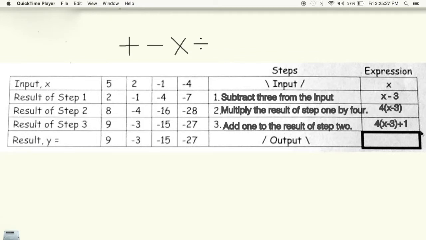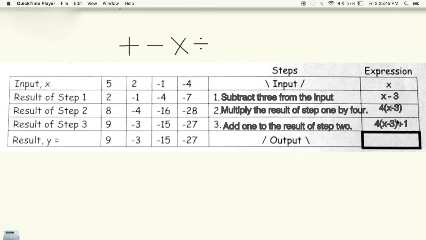And then algebraically, here in the lower right hand corner, we write the algebraic expression. We take step 2, which is 4 times x minus 3, and we write that expression, and then we add 1 to that expression, which gives us the result of step 3.